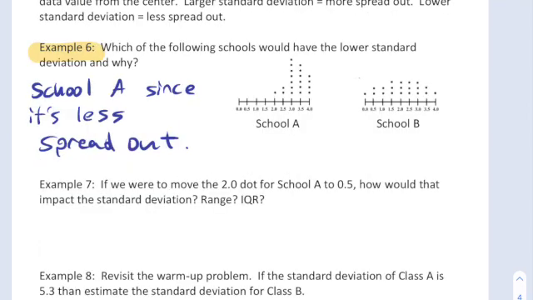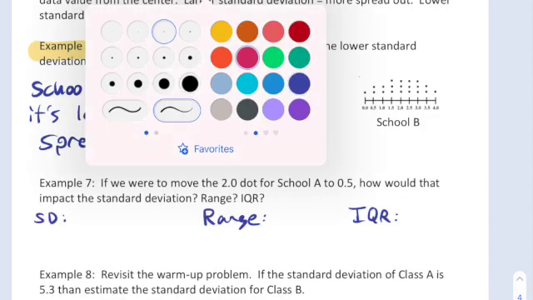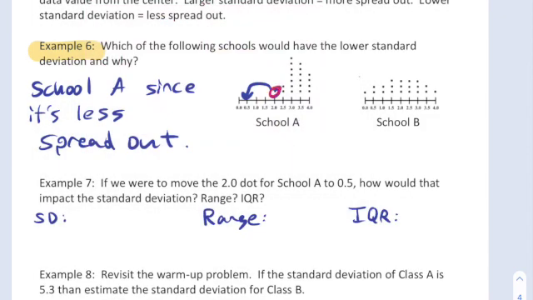Our next question asks, if we took this 2.0 for school A and we moved it to 0.5, how would that impact the standard deviation, range, and IQR? Well, since 2.0 was the smallest data value for this set, moving it further away is going to make the data set more spread out. If there's any change in how spread out the data is, the standard deviation will always change. So since that data value is getting further away, spreading out the data set, the standard deviation would go up.